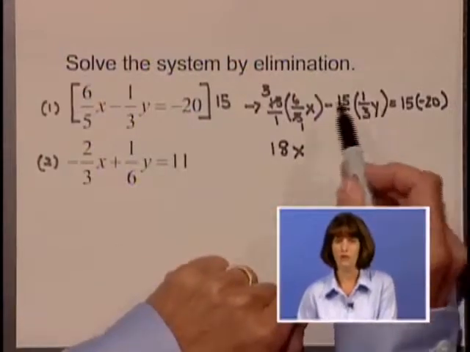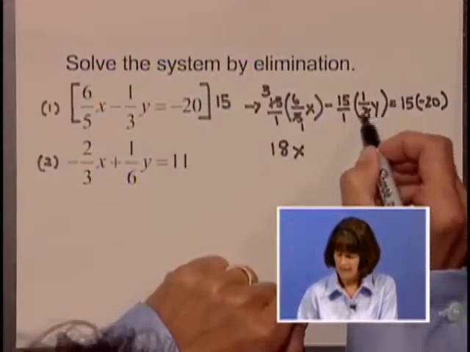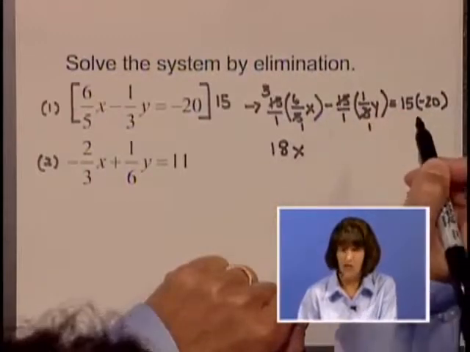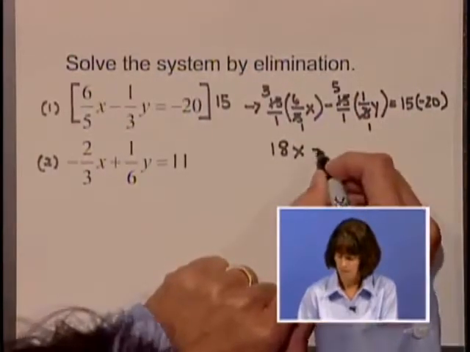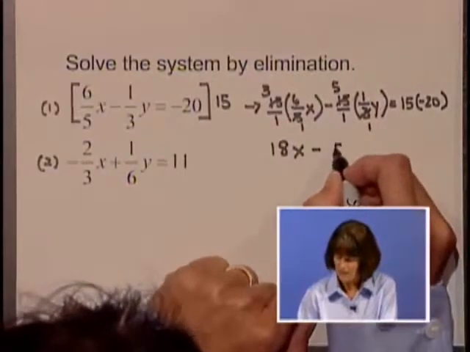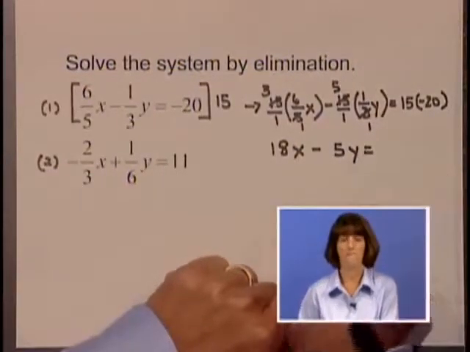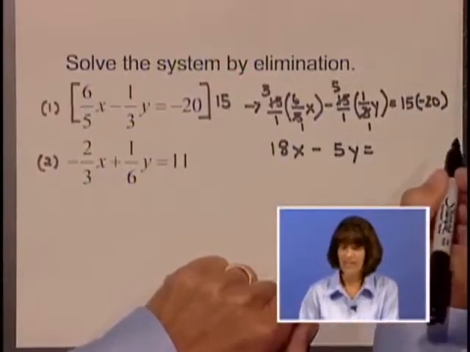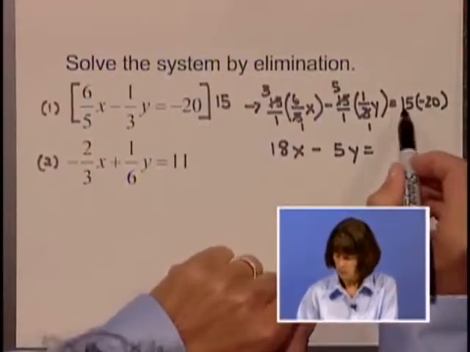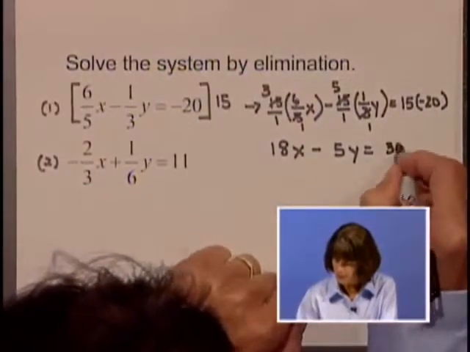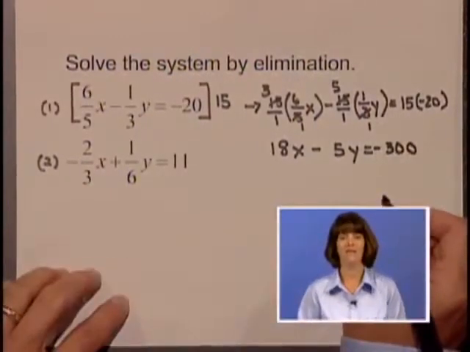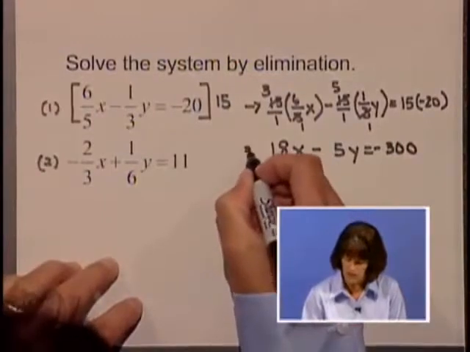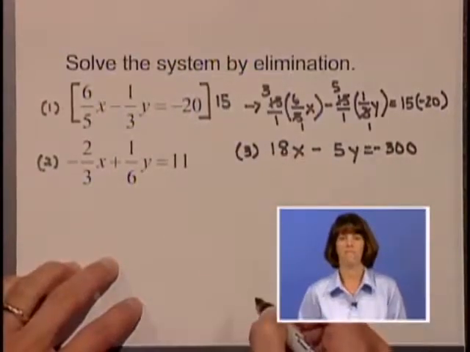Looking at our second term, multiplying straight across, let's cancel common factors. 3 goes into itself once, into 15 5 times. So that becomes a minus 5y. 15 times the -20. Well, 15 times 2 is 30, so 15 times 20 is 300. Make it negative. And let's call that new equation 3.